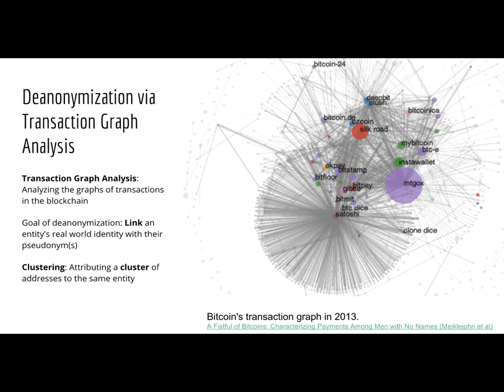And part of the way to that goal is you need a cluster. For example, in Bitcoin, best practice is to use multiple addresses. Well, clustering is to attribute multiple addresses to the same entity. And then the last step is to associate this entity you've identified with some real-world identity.